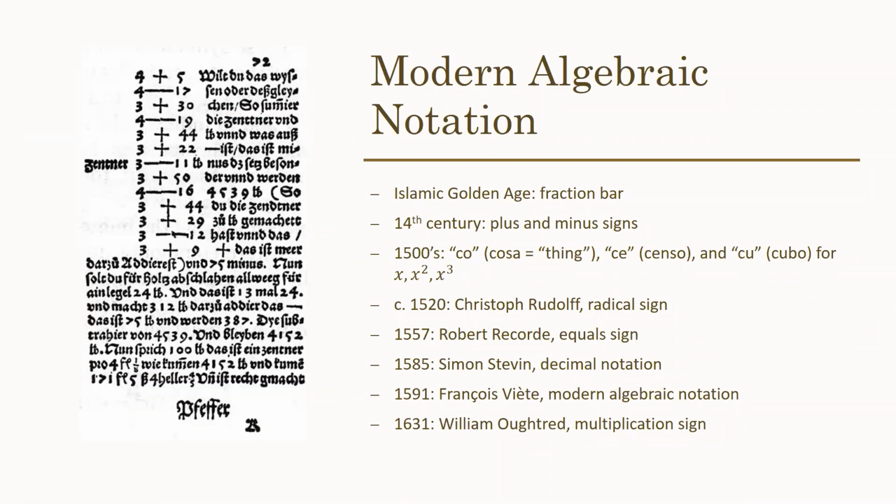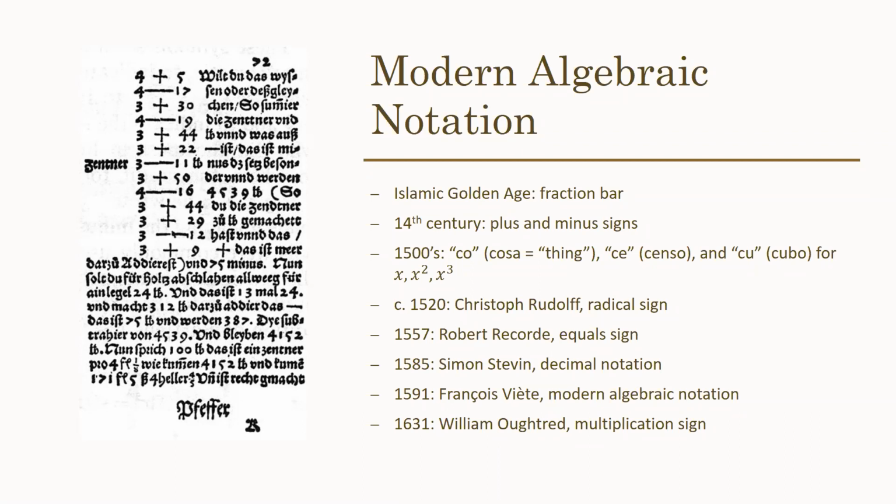As far as modern algebraic notation, let's take a look at the evolution of that. Of all the pieces that go into our modern notation, the fraction bar is the oldest. It dates to the Islamic Golden Age. The 14th century was when the plus and minus signs were invented, and you can see those in the document picture that I've put here. The 1500s saw a representation of the variable with a symbol, and they used CO, which is short for cosa, which means thing, CE, which is short for censo, the square of the variable, and CU or cubo for the cube of the variable. So that's when they started to do that.